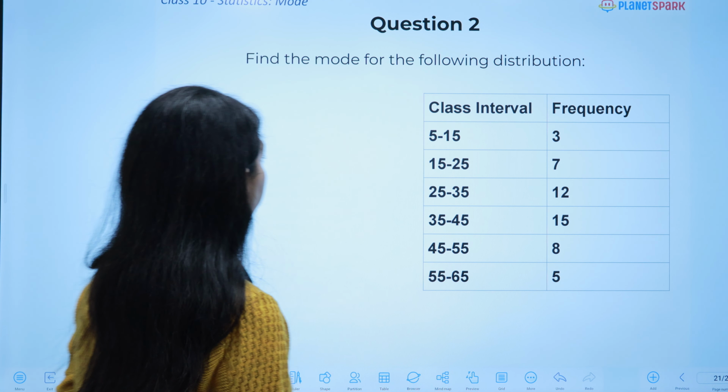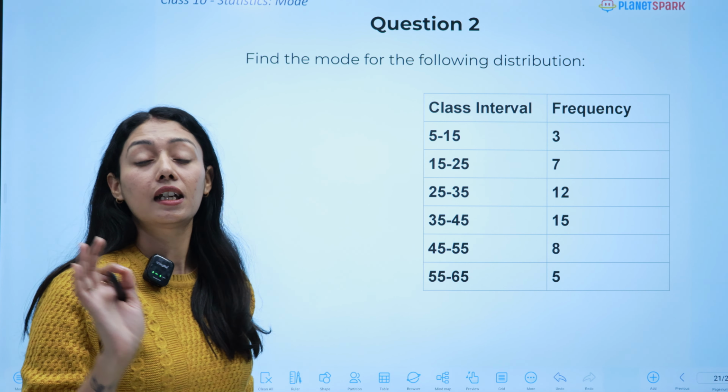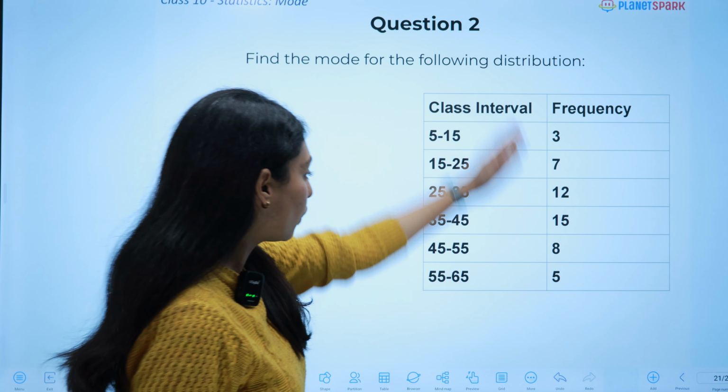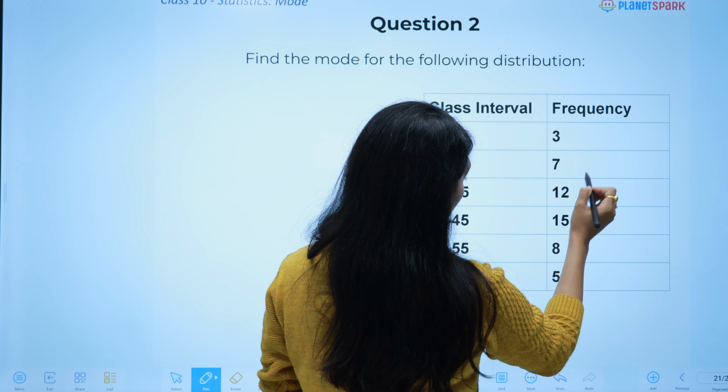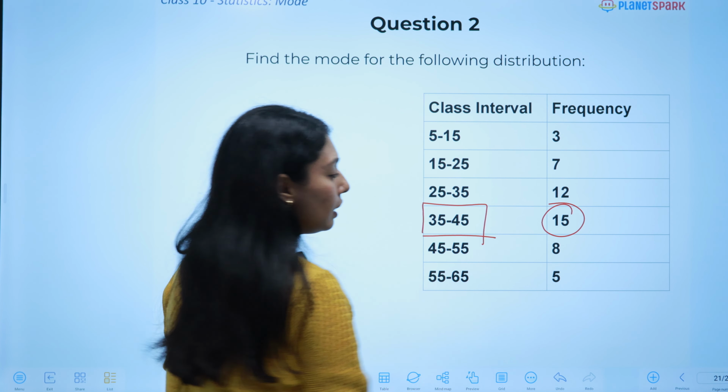Next one, everyone. Find the mod of the following distribution. Again, what is the first step? To identify the model class. We look for the maximum frequency, 3, 7, 12, 15, 8, 5, maximum. So this is the model class.